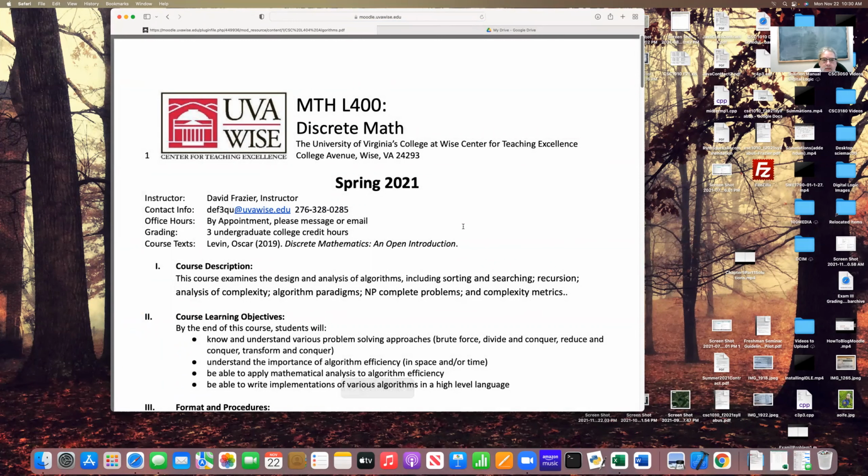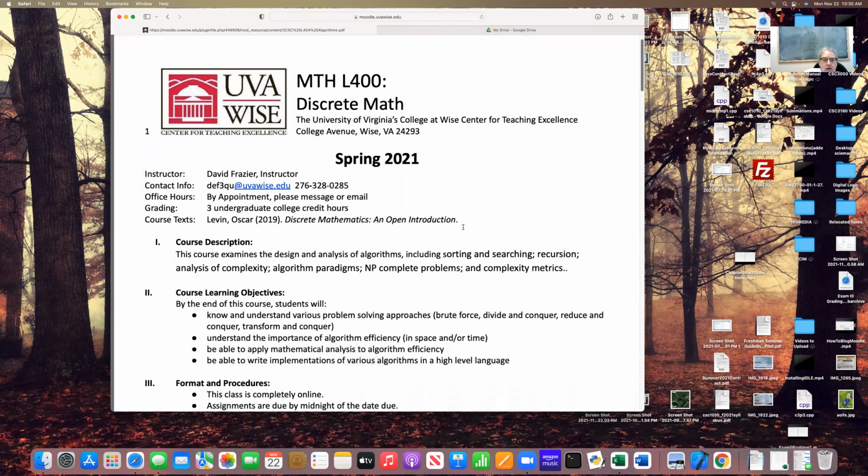The syllabus is going to give the basic information about the course. Again, this course examines the design and analysis of algorithms, including sorting and searching, recursion, analysis of complexity, algorithm paradigms, NP-complete problems, and complexity metrics. This course can be very mathematically intensive. It's not going to be in this case.